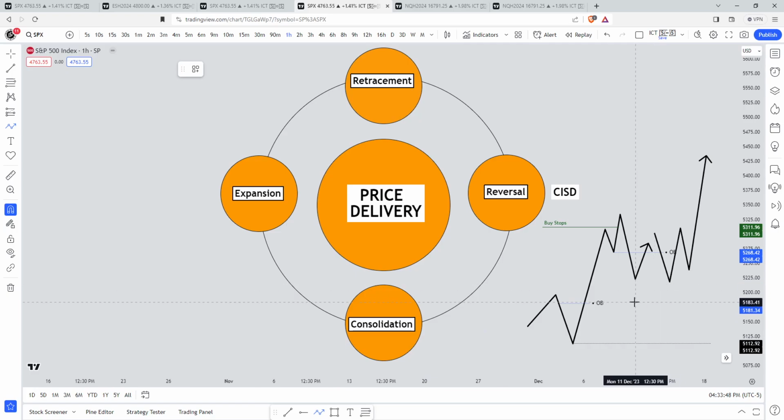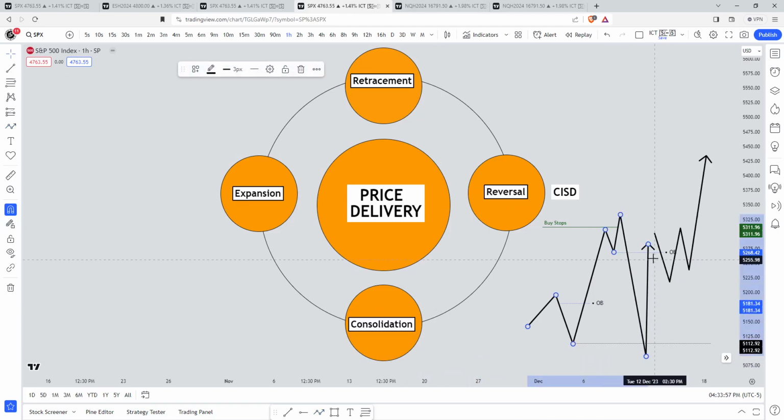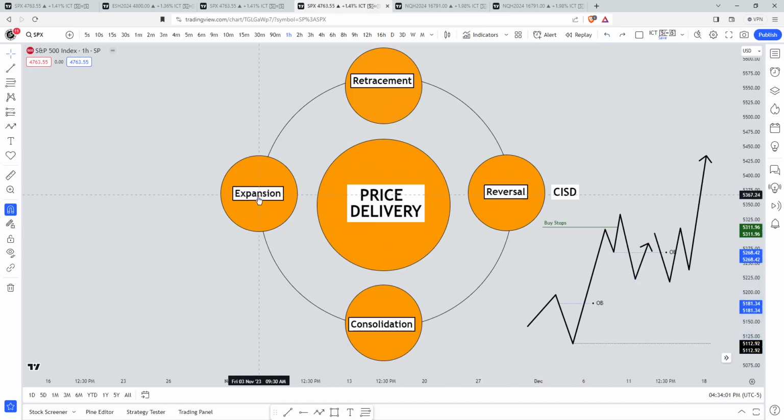If you're anticipating a reversal at every level of liquidity, you're anticipating consolidation, because price will be moving from buy stops to sell stops, and then sell stops to buy stops, and there's a time and a place for that. But when price is in expansion, you're absolutely going to get eaten up. So I'll go over how to align yourself with order flow.